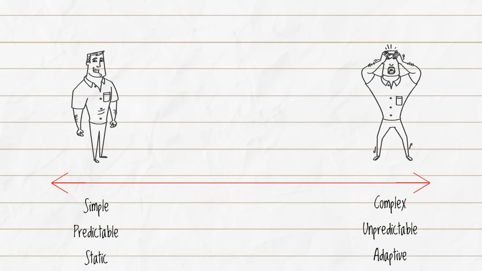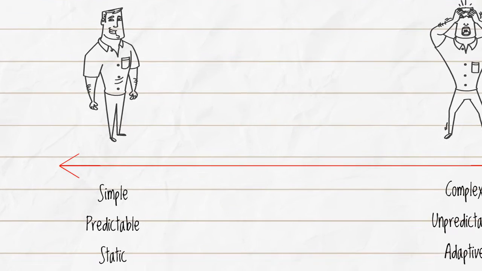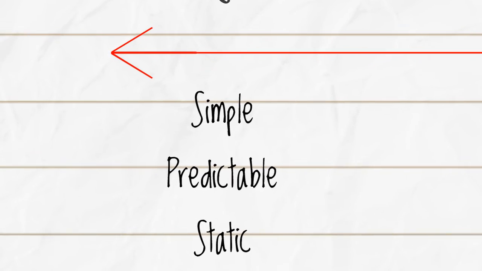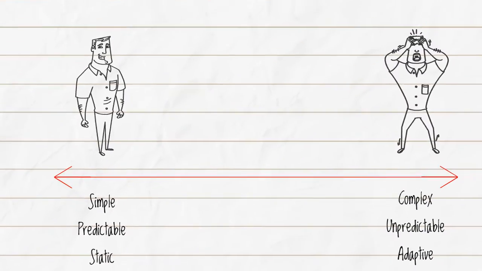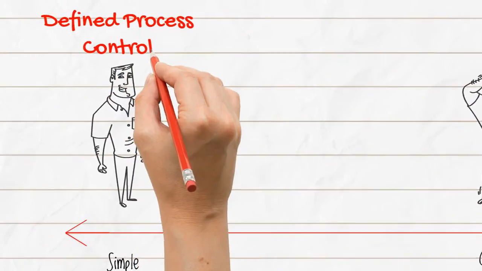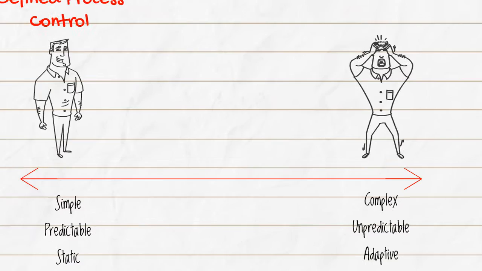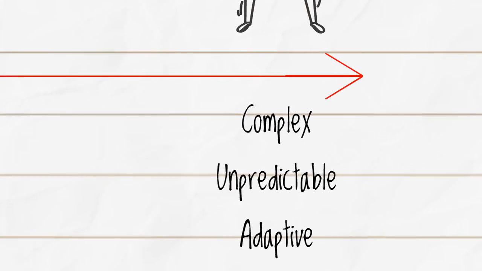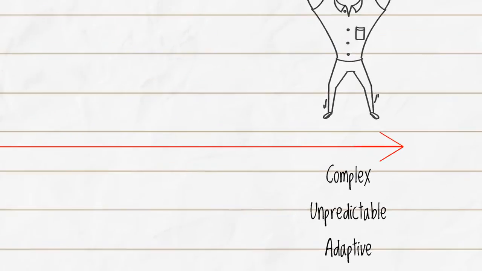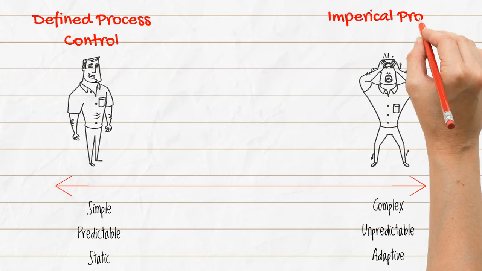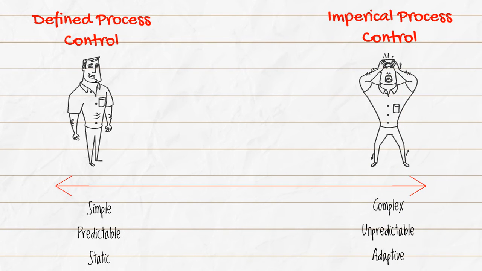Most professionals are familiar with how to address problems that are predictable, and are able to create a detailed plan. This approach is known as defined process control, which means that we define a specific process for every step along the way. When things are more complex and unpredictable, this approach is not very effective. We should instead use something called empirical process control, so let's explore what that means.